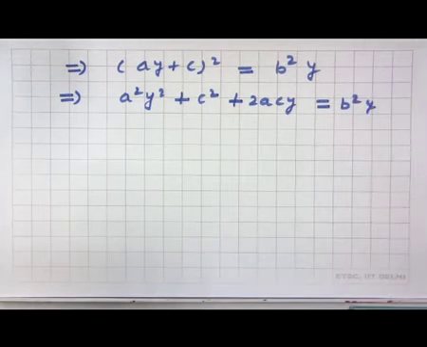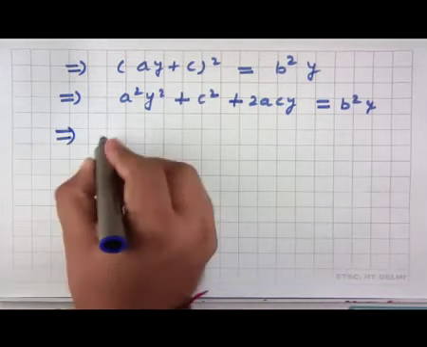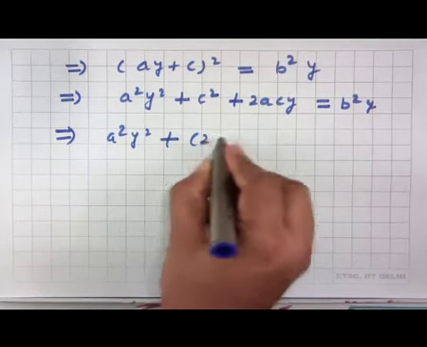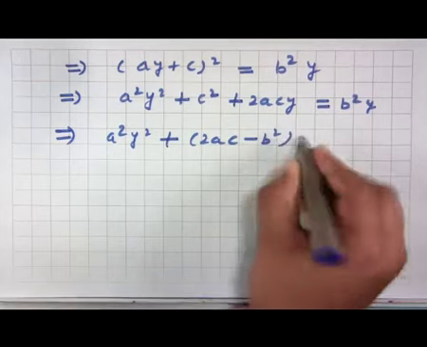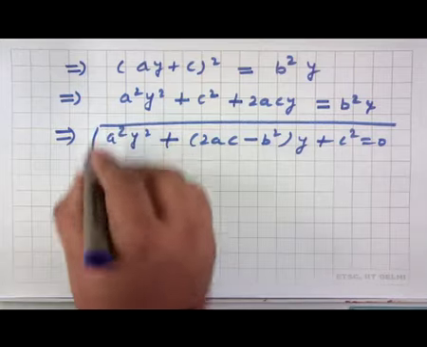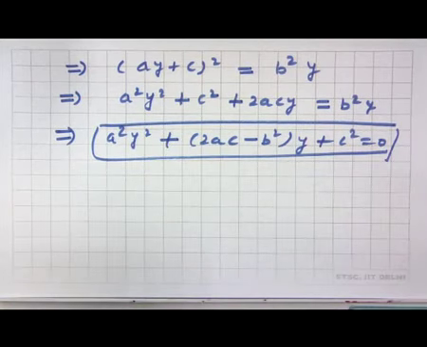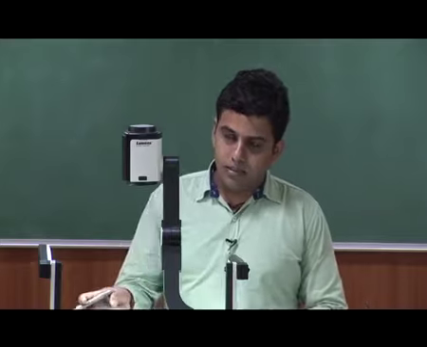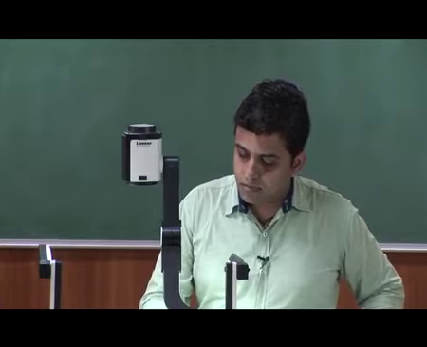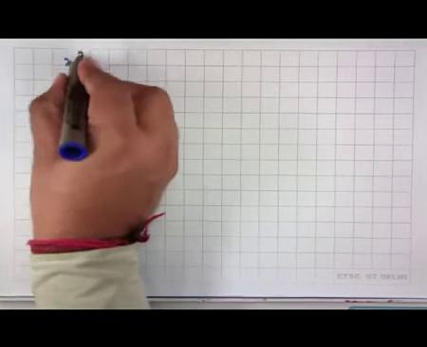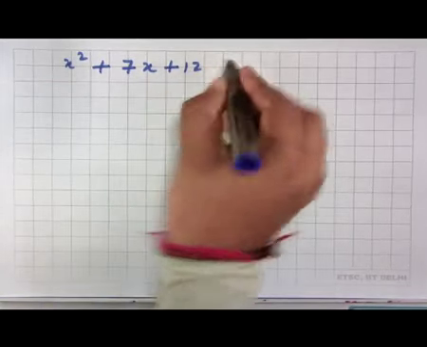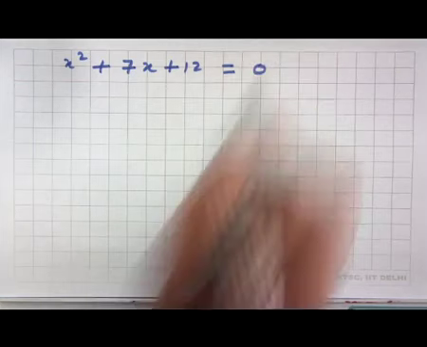Now the quadratic equation will be a square y square plus 2ac minus b square of y plus c square equal 0. Now this is the transformed quadratic equation. Let us take an example of that. Suppose x square plus 7x plus 12 equals 0 is a quadratic equation.